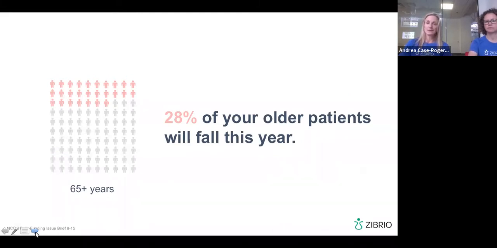But the falling down, we need to understand why that is so important. And that's because 28% of people who are older do fall down every single year. So if you have 100 clients, 28 of them are going to fall this year. I mean, it's shocking, absolutely shocking.